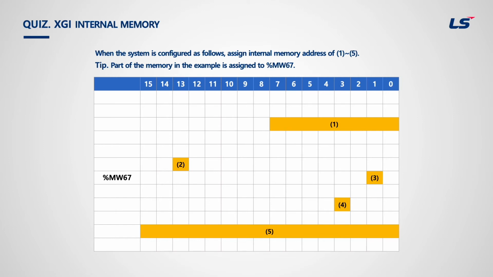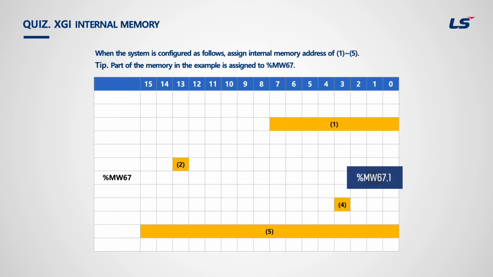Question number 1 is the first byte of MW63. In order to express the address in byte, multiply the word address 63 by 2, which is 126. So, it is MB126. Question number 2 is 14th bit of MW66. So, it's MW66.13. Question number 3 is second bit of MW67.